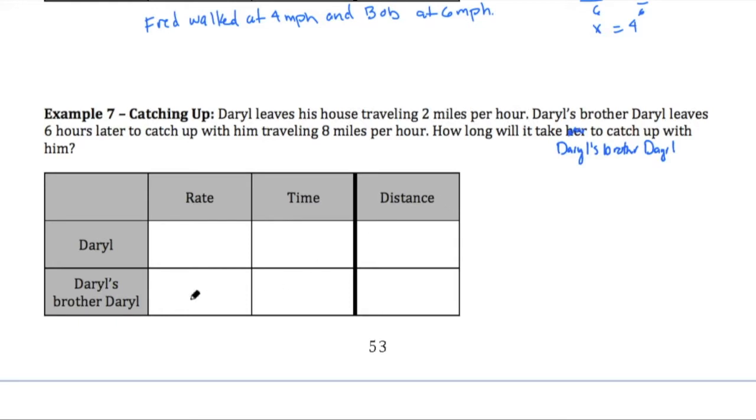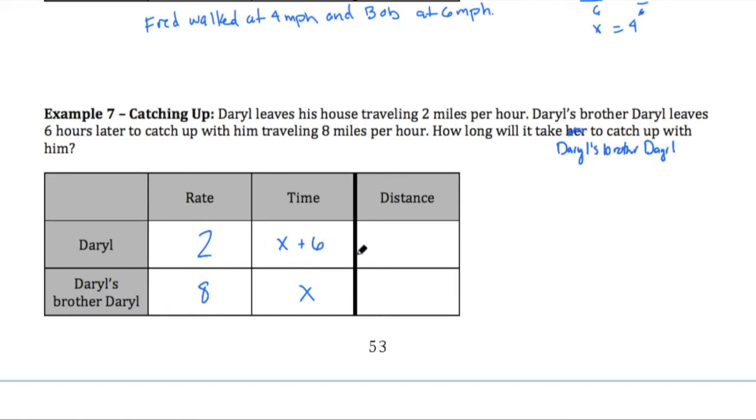Okay, so let's fill in our table here. We know right away that Daryl is traveling at 2 miles per hour, and that his brother Daryl is traveling at 8 miles per hour. Now, here's where we have to think about one of them getting a head start. So Daryl's brother Daryl, it's asking how long will it take him to catch up. So let's let that be the thing we don't know. So how long is Daryl's brother Daryl walking for? That's going to be x. Since the first Daryl started 6 hours ahead, we're going to add 6 to his time.